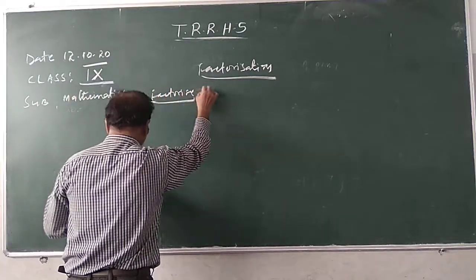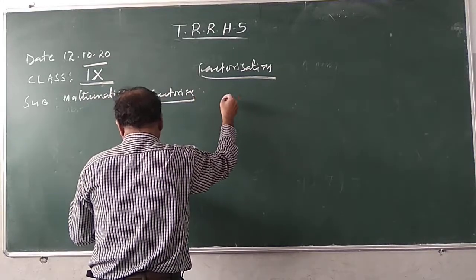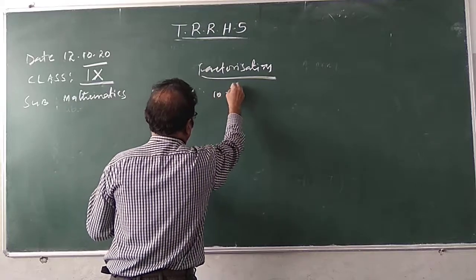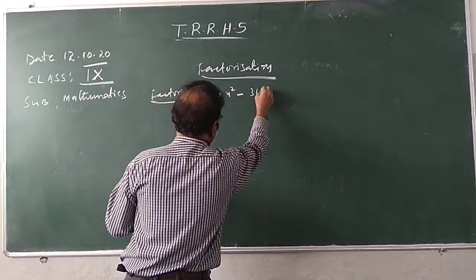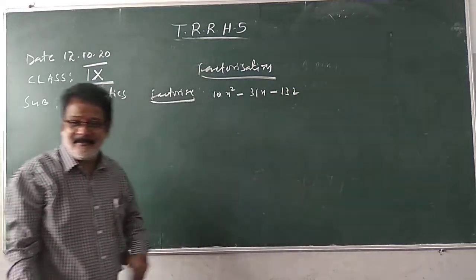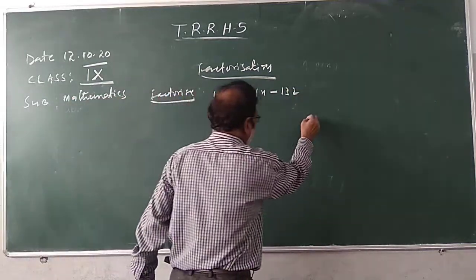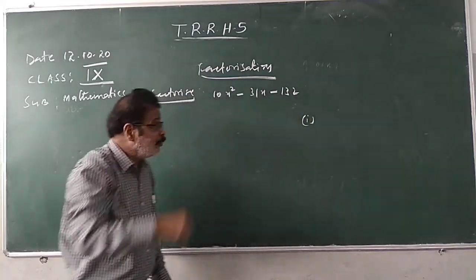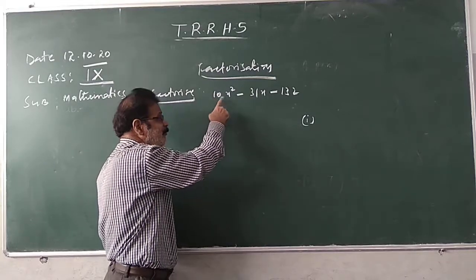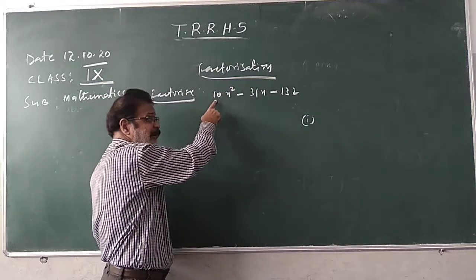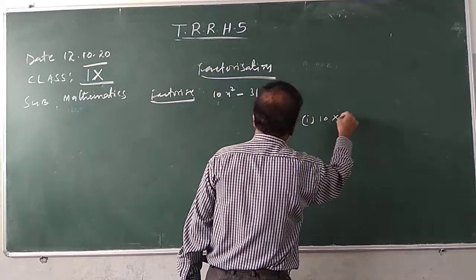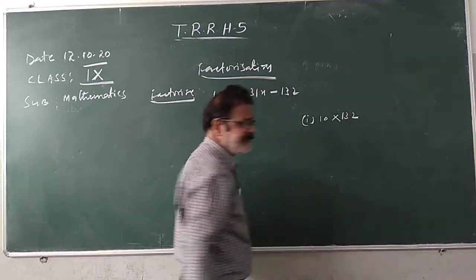Factorize 10x square minus 31x minus 130. How to factorize this? I told you the first rule in factorization: we have to multiply the first term's coefficient and the last term. The first term is 10x square, the second degree coefficient is 10. The last term is 130. These two are to be multiplied.